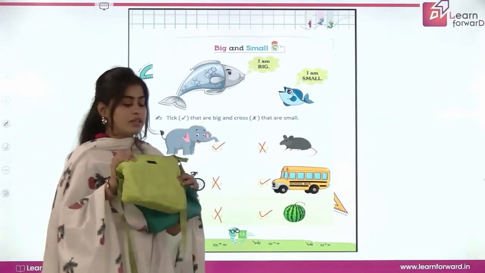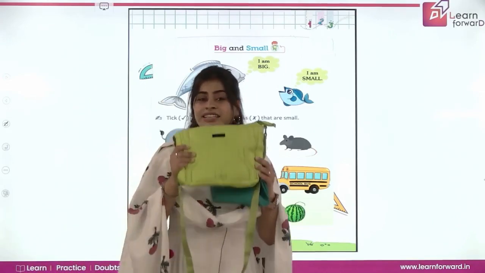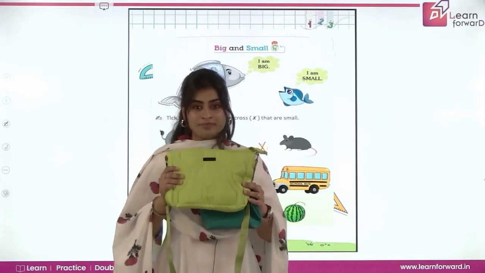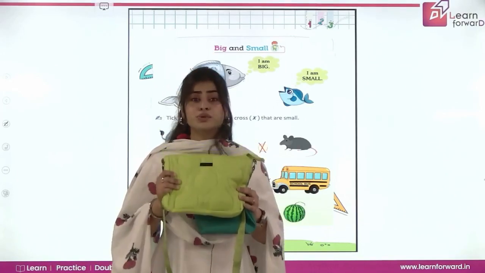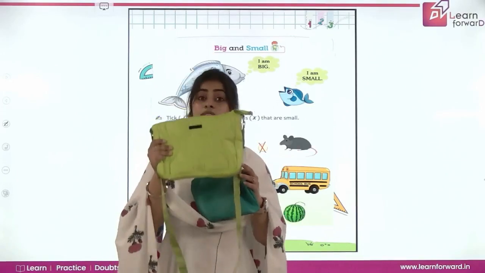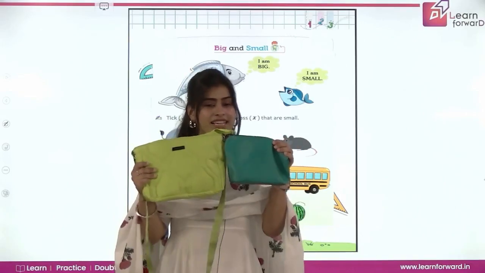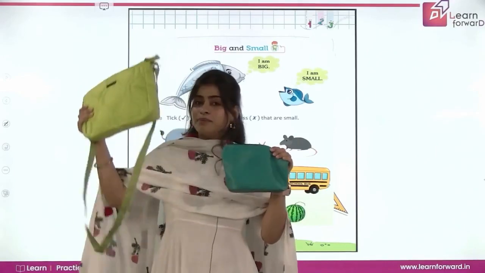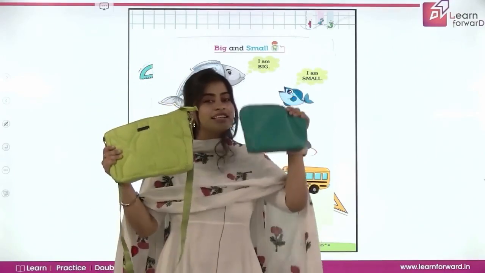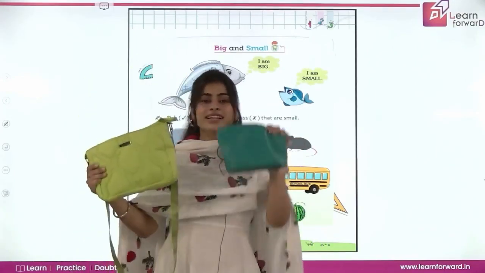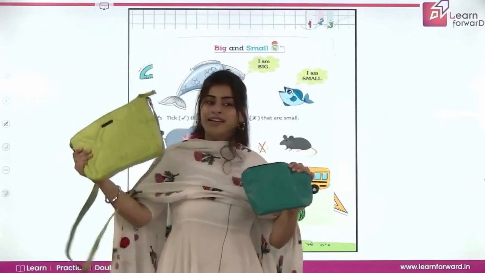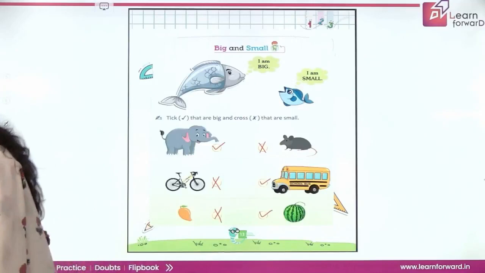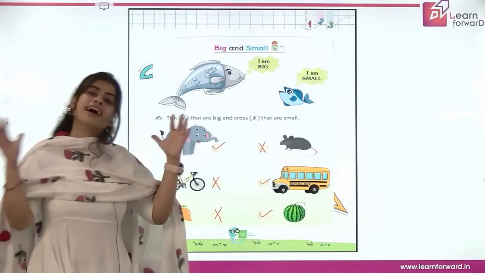Now tell me, what do I have? It's a bag. It's a bag that your mother uses. Okay. So this bag is big, but this bag is small. Can you see the difference? It's a big bag and this bag is small. Big, small. Okay. So that was all about big and small.